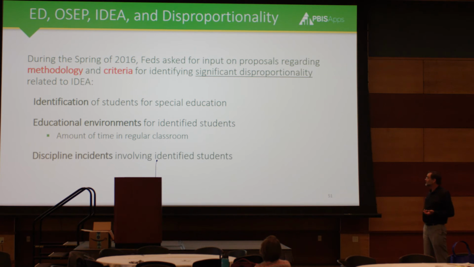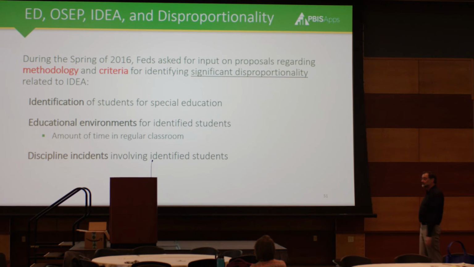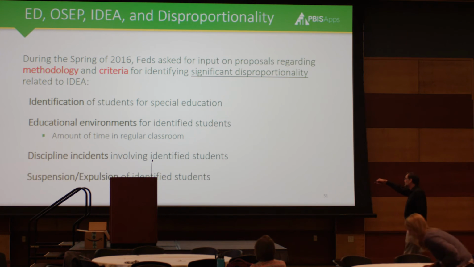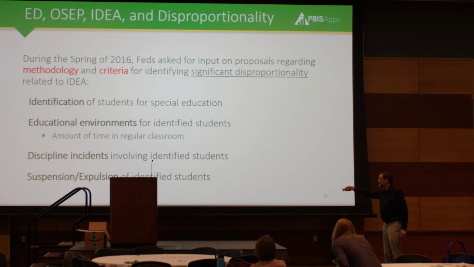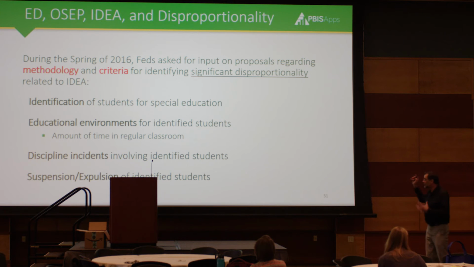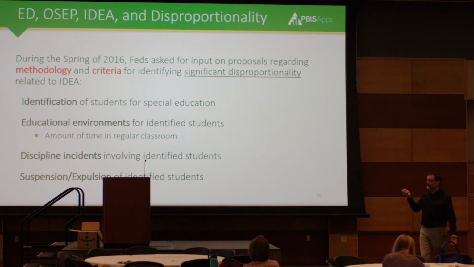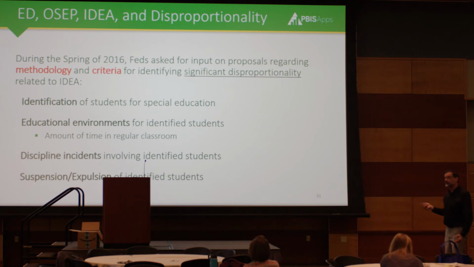Next one. Discipline incidents. What's happening to these students? And suspension and expulsion. This will be generalized to our population, so that's why it's so important. The feds were asking, we need this information. This will eventually drive what we're doing in schools, so they will be reporting on this. They'll have to report on the significant disproportionality in special education, but they'll be looking at what this looks like in our schools, in our districts.